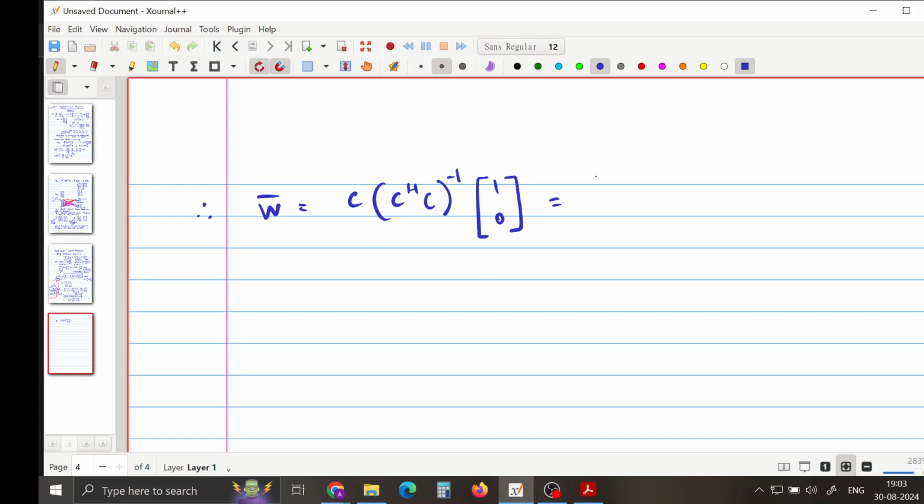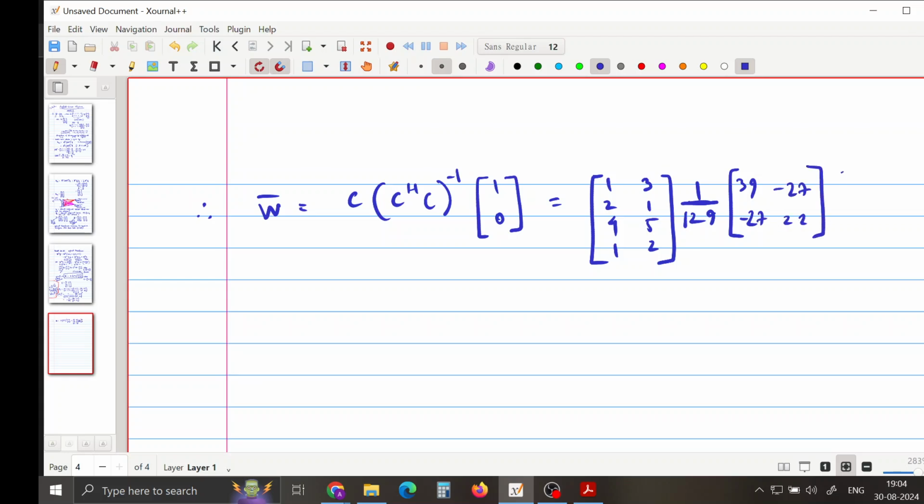Okay, so now C, we know what is C. And this inverse we just calculated, and we have 1 0. It's just a matter of calculation, so I'm just writing the final answer.